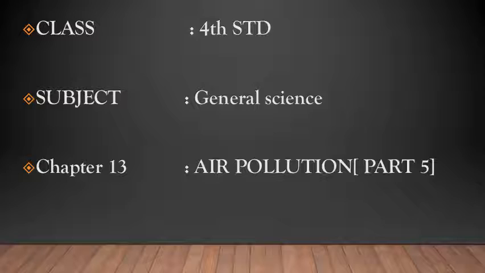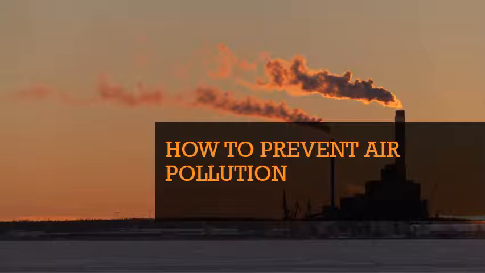What are the effects of air pollution which we learnt in the previous class? Ill health, acid rain, smog or soot. These were the ill effects of air pollution, and we even learned how the indoor air also gets polluted because of the different activities that happen inside the house. In today's class we will learn about how to prevent air pollution. We learned what is air pollution, what are the causes, then we saw what are the effects.